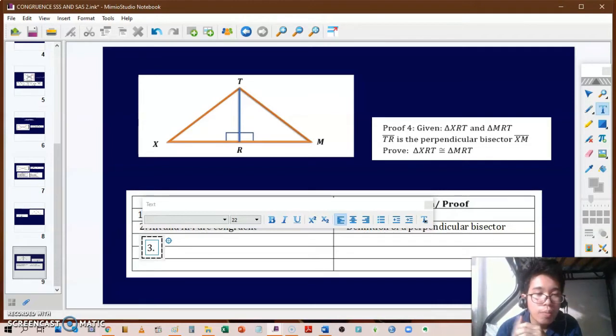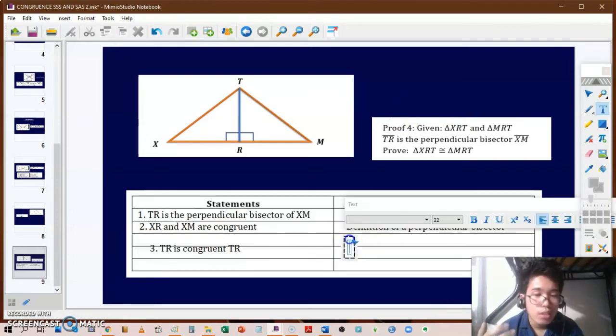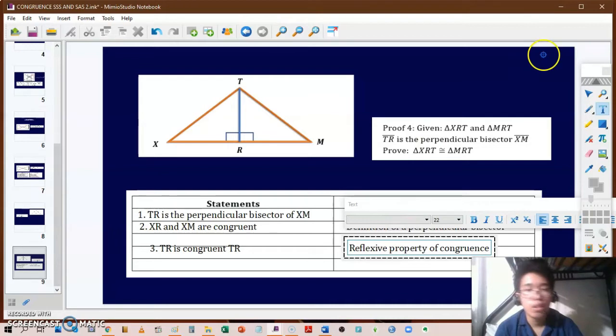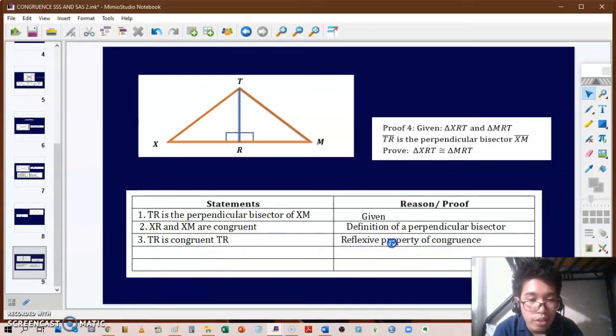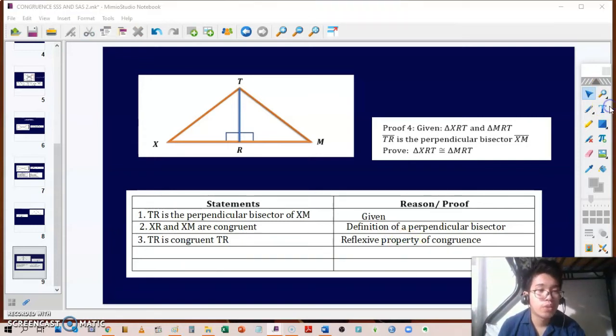Okay, and then we have here the third one. Since we know that TR is a perpendicular bisector of XM, we've established that, and we've already established that XR and RM are congruent, we can say that line segment TR is congruent to line segment TR as well. And again, what's the proof for that? We write that as the reflexive property of congruence. That's simple, that's free. TR is congruent to TR, and that's simply the reflexive property of congruence.